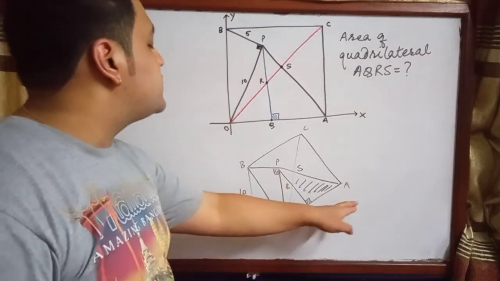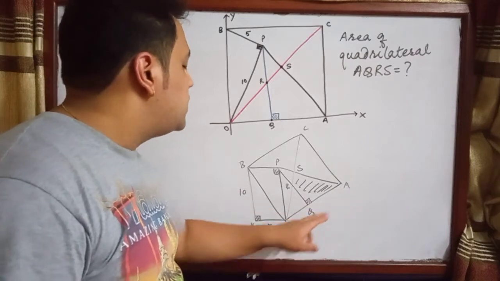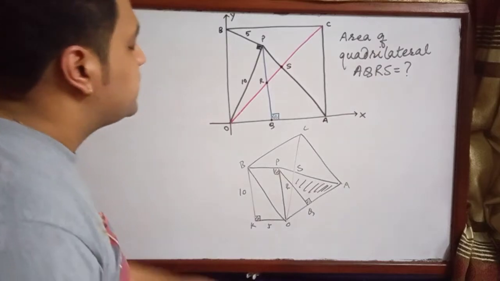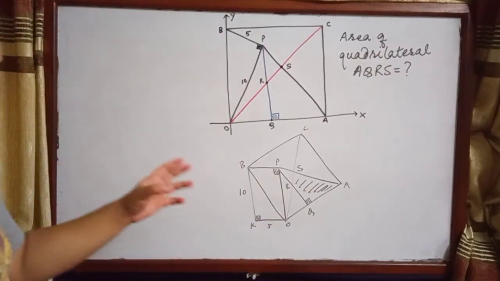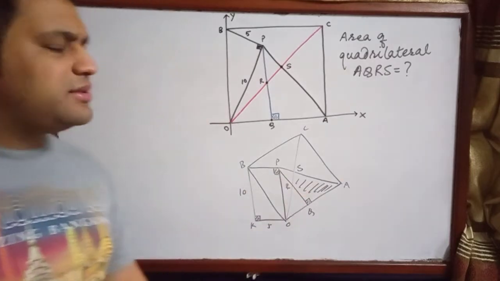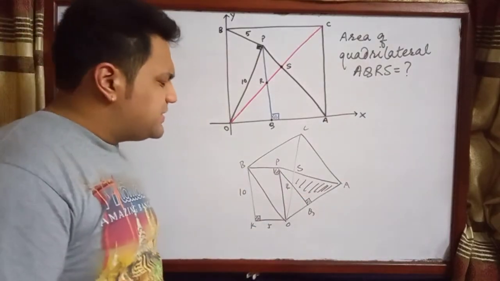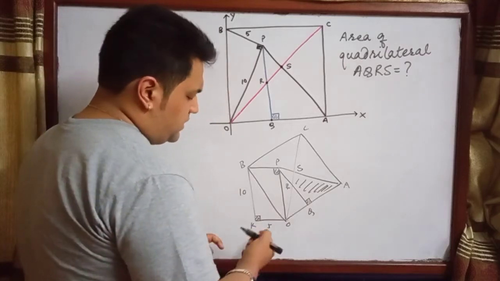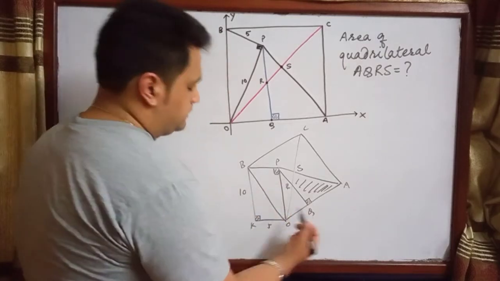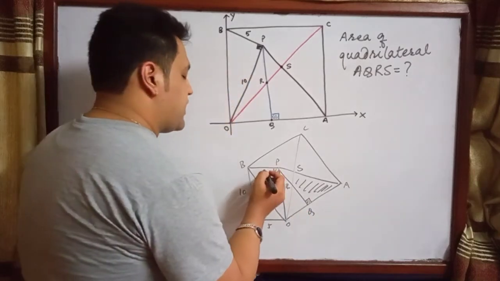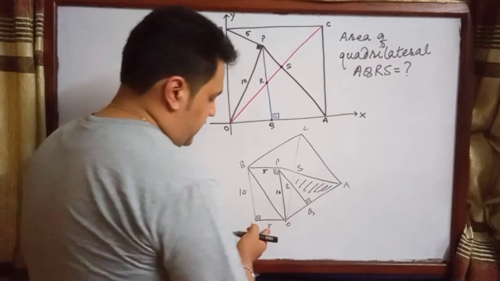And what we need to do is find the area of quadrilateral AQRS, the shaded region. Now, working with this original diagram is a little tedious. So what I do is, since this is a rectangle, this side is 10 because this side is 10, and this side is 5 because this side is 5.